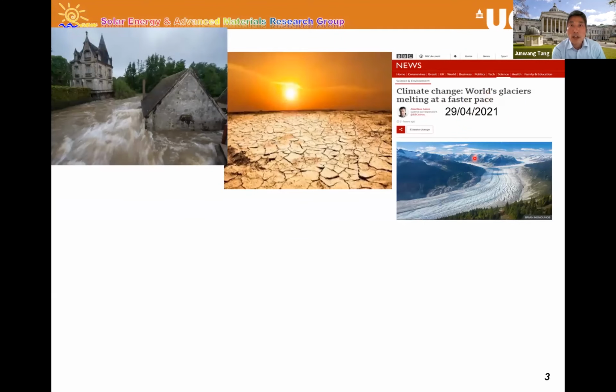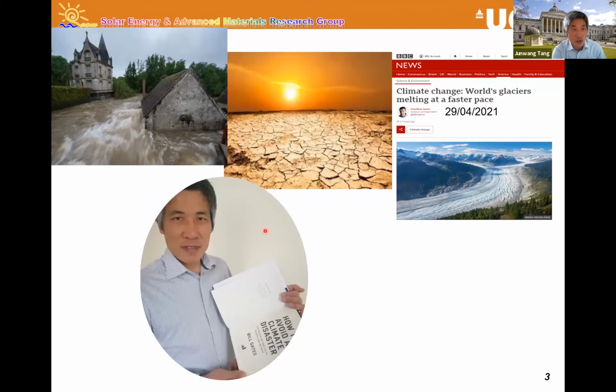We read news every day: somewhere it's flooding, and on the other side of the world it's very dry. And we also saw last week news on the BBC again talking about climate change. If you're interested, I recently bought this book. It's quite interesting. It uses lay language to tell us about the consequences of CO2 emissions and what a possible solution is. It's written by Bill Gates.